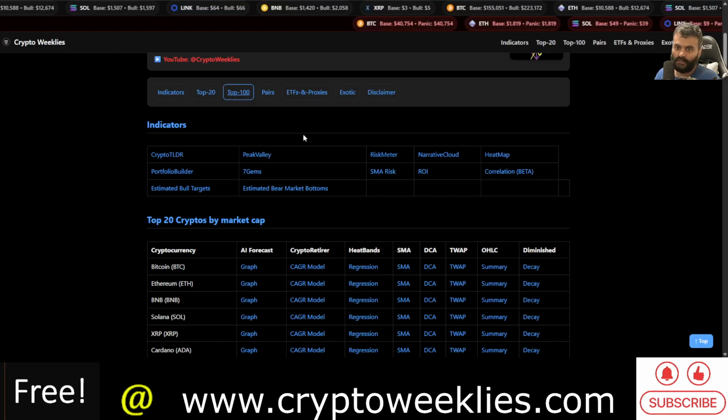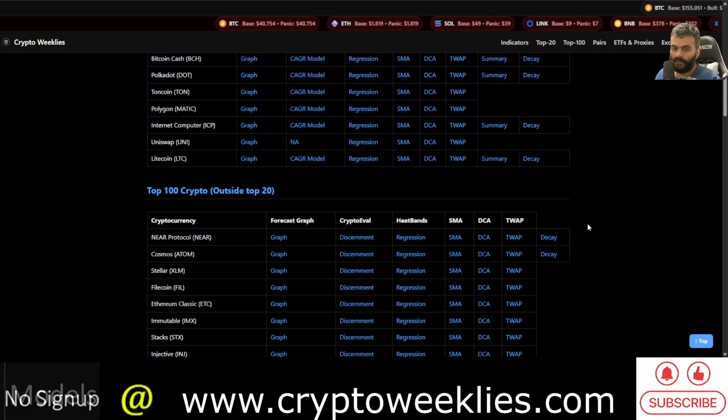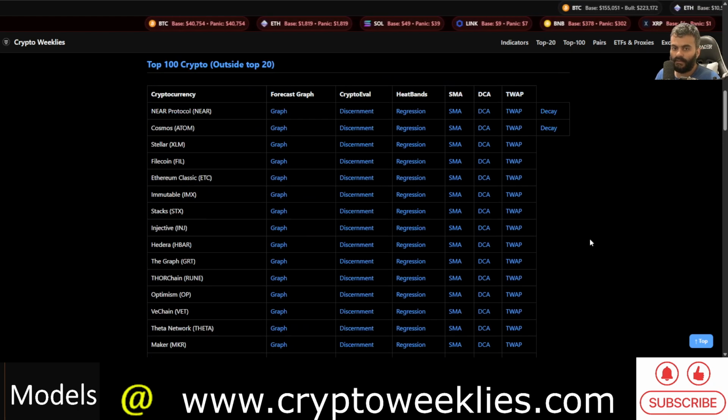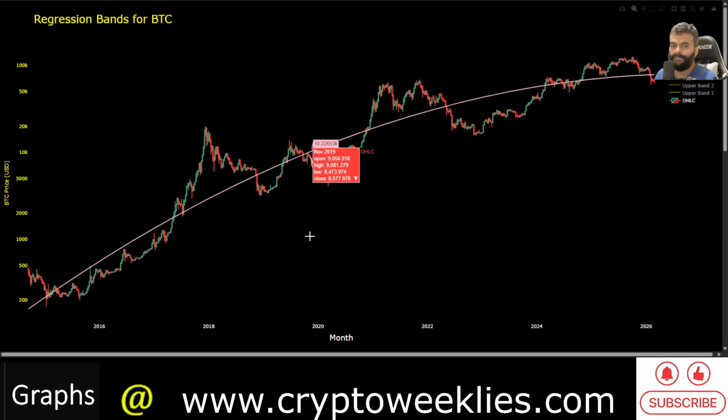So starting with this diminished decay model, we start with Bitcoin. We have also launched the same model for major cryptos, at least the top 20 cryptos by market cap. We'll slowly add similar analysis for the cryptos outside of the top 20.